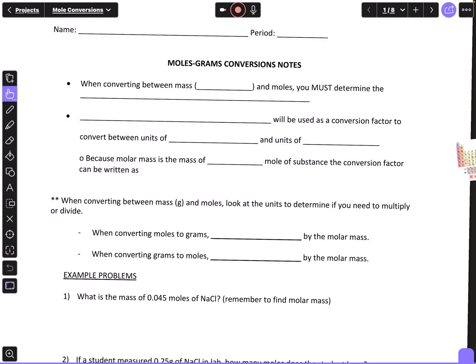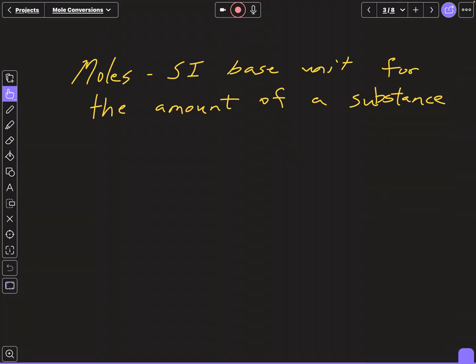Okay, so today we're going to be talking about how to convert between moles and grams, and then also from grams back to moles. But before we do that, we're going to review what we've talked about the other day. We started this concept called moles. Now, this is Unit 6.